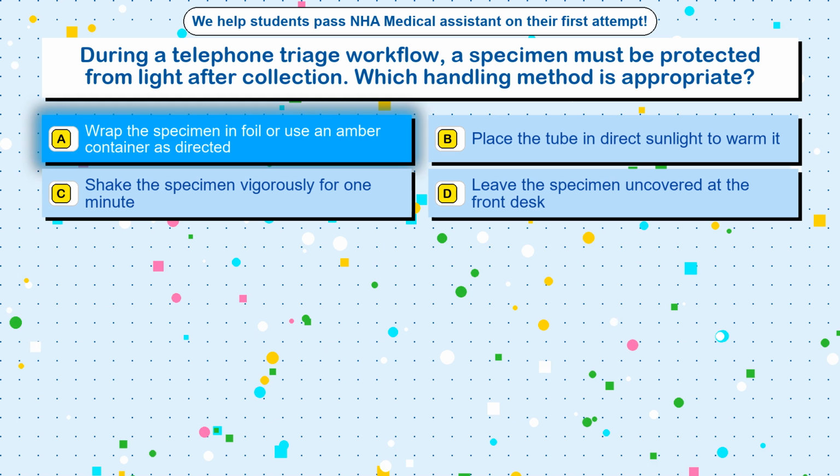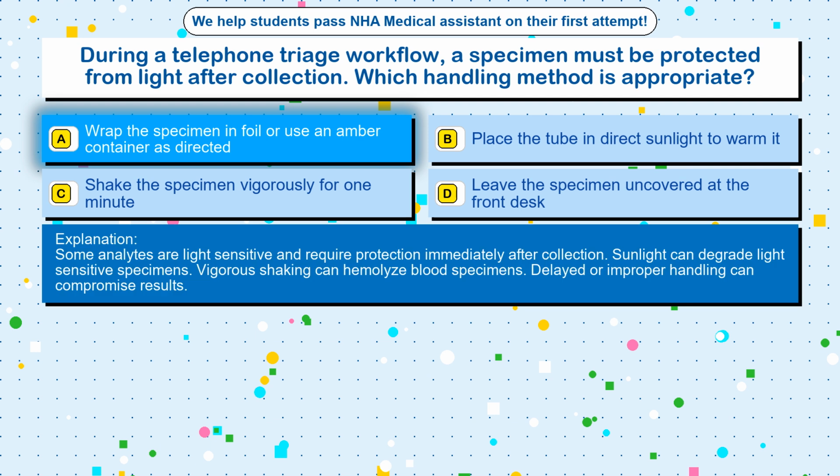The correct answer is option A. Wrap the specimen in foil or use an amber container as directed. Some analytes are light sensitive and require protection immediately after collection. Sunlight can degrade light-sensitive specimens. Vigorous shaking can hemolyze blood specimens. Delayed or improper handling can compromise results.